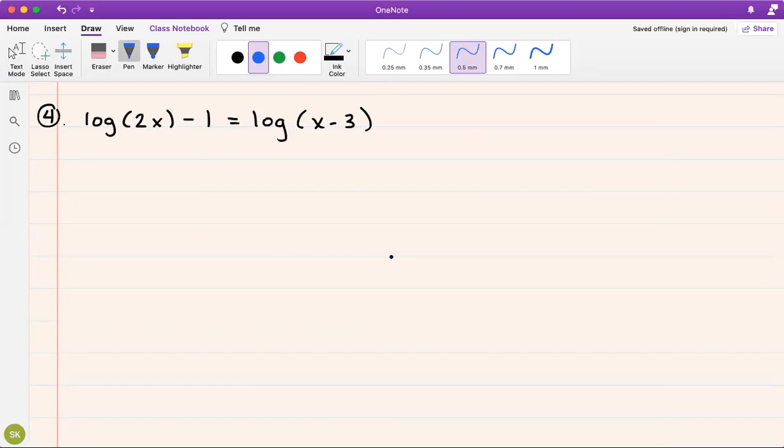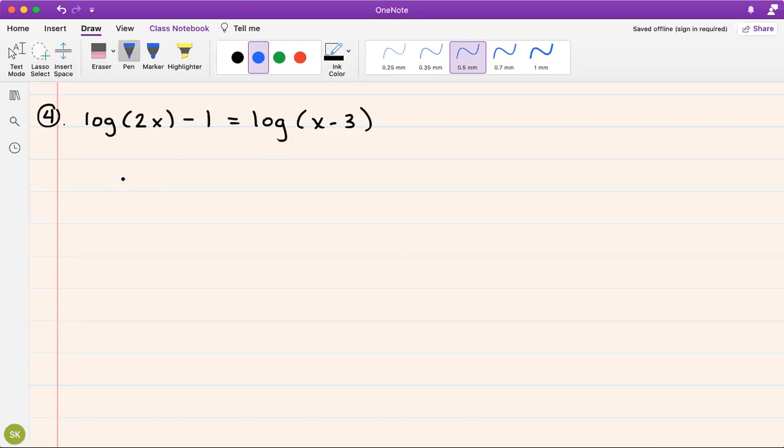Okay, this time I have log base 10, because I don't see a base, so it's assumed to be 10, of 2x minus 1 is equal to log of x minus 3. We're going to follow that same strategy. So the first step is to get a log on one side and a number on the other side. So rearrange this and combine what you can to get a log on the left-hand side and a number on the right-hand side. So pause the video, see if you can move things around and condense logarithms.